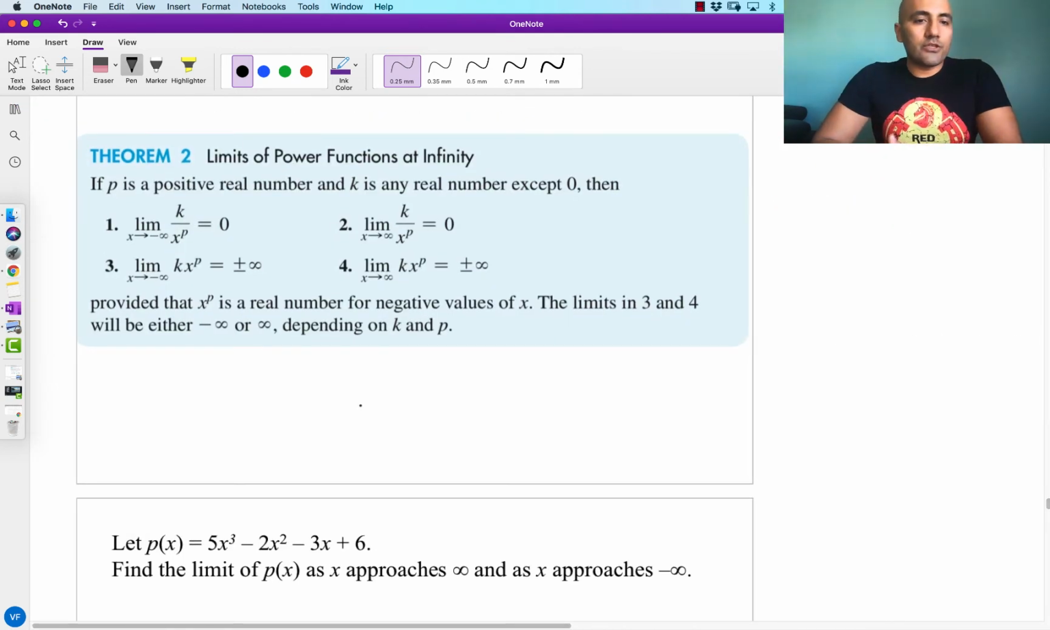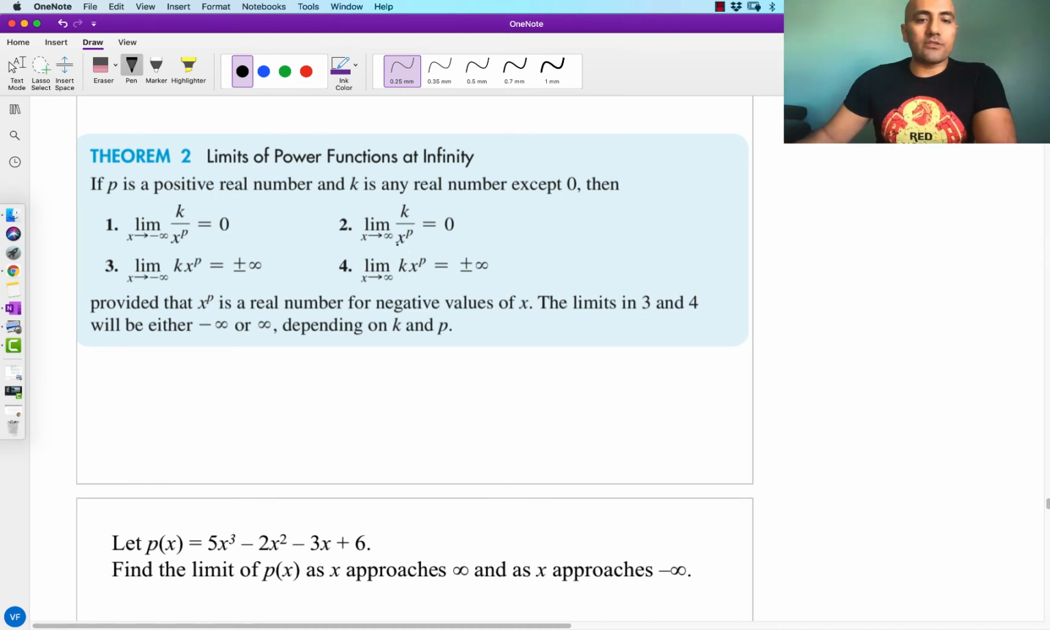So, theorem 2, the limits of power functions at infinity. If p is a positive real number and k is any real number except 0, then it's true that the limit as x approaches negative infinity of k over x to the power of p will be 0. And the limit as x approaches infinity of k over x to the p power will be 0. This is similar to what we just saw.